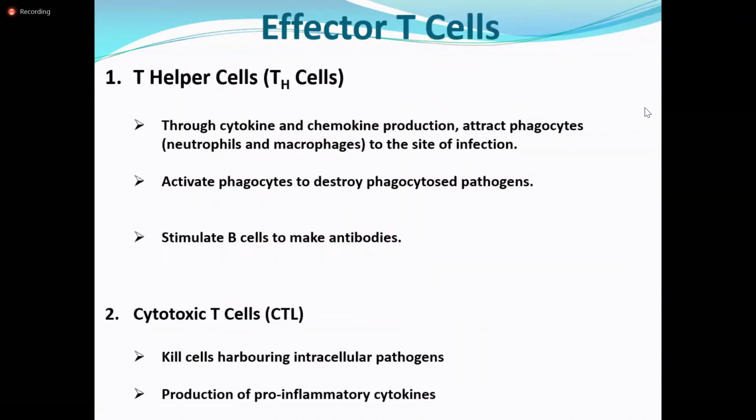So as I've said already, the major function of T helper cells is to produce cytokines which can direct all aspects of the immune response. And through their particular cytokines, they will also drive B cells to make antibodies or undergo isotype switching. The other subset are the cytotoxic T cells, whose major role is to directly kill target cells like virus-infected cells or tumor cells, but they are also a major source of cytokines.